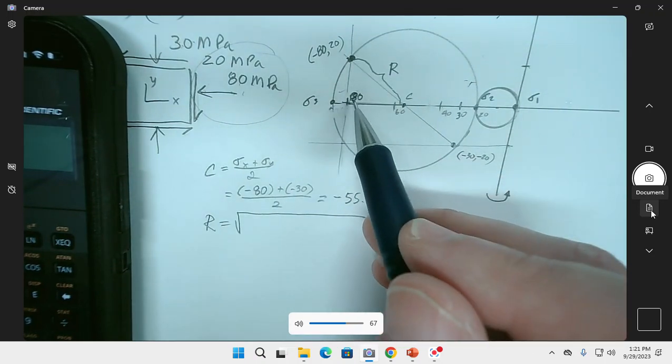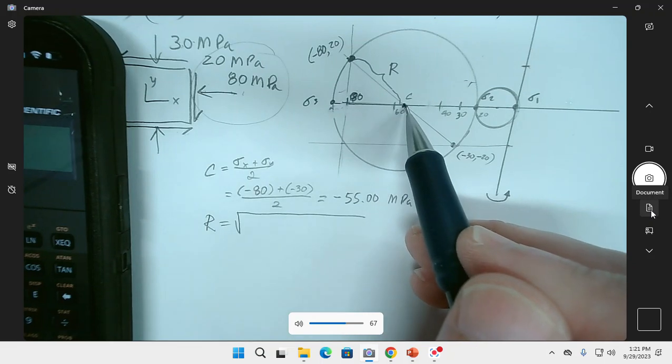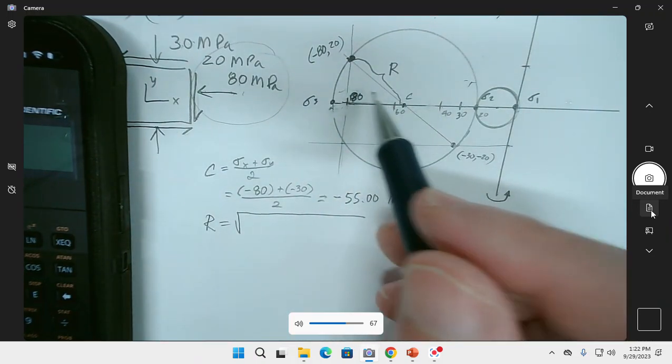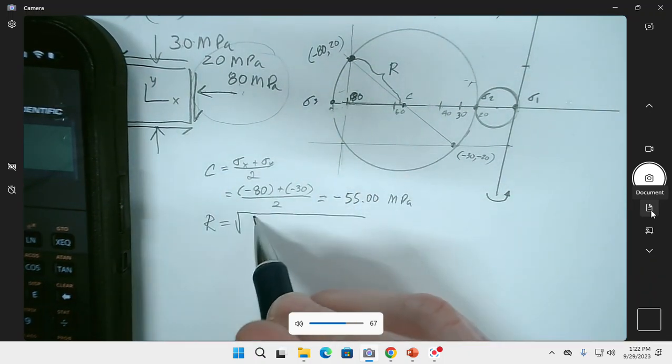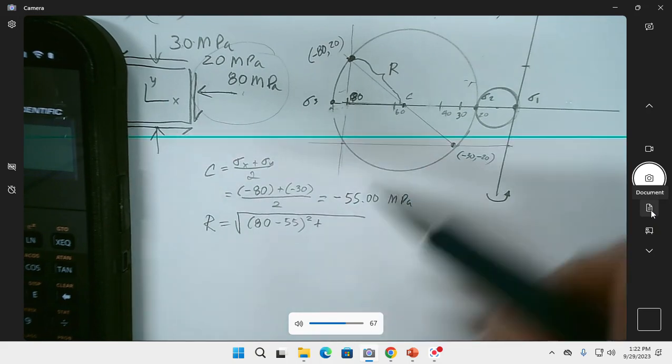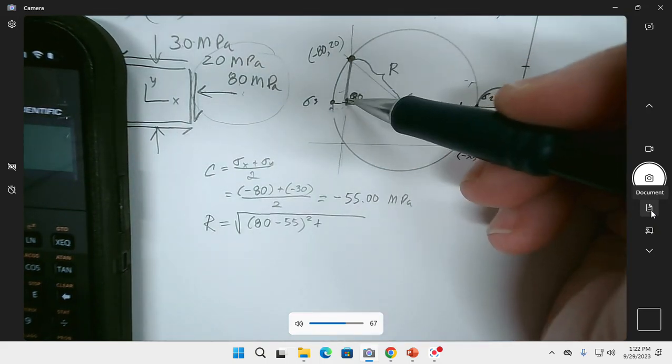But so I'm going to take 80 minus 55. Does that make sense? To get this leg? Because this is where 80 is, and it doesn't matter positive or negative. I just want this length. So I go 80 minus 55, and that'll get me that length. And then all I need is this leg right here, which should be 20.